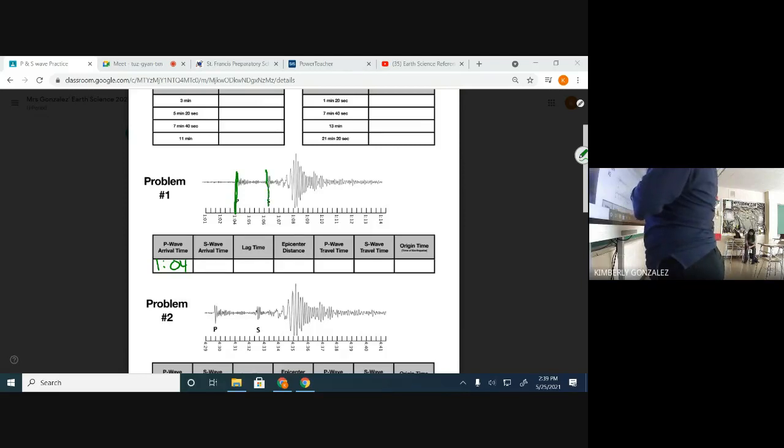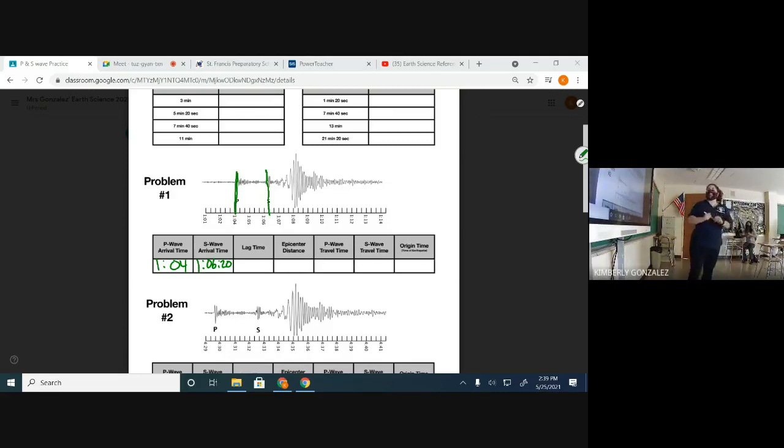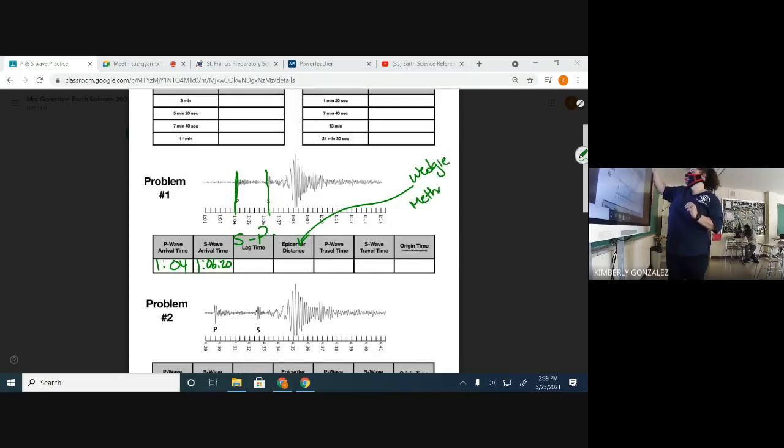When you do it, it ends up being 106.20. Okay? The lag time is the S wave time minus the P wave time. For the epicenter distance, you are going to use the Wedgie method. Once you have the epicenter distance, you can answer the rest of these.